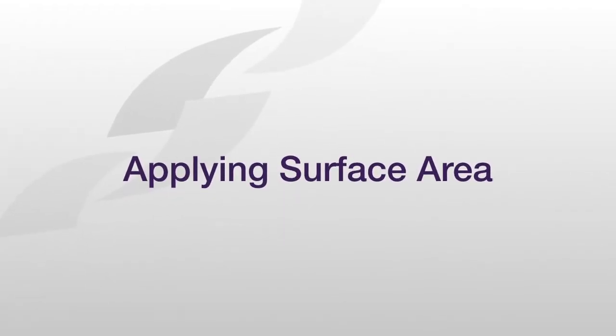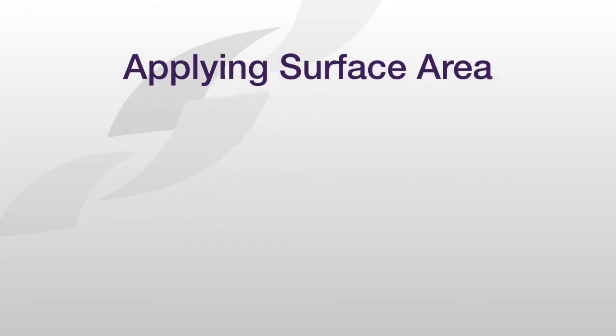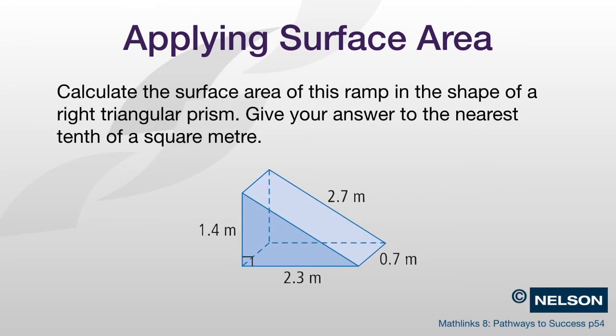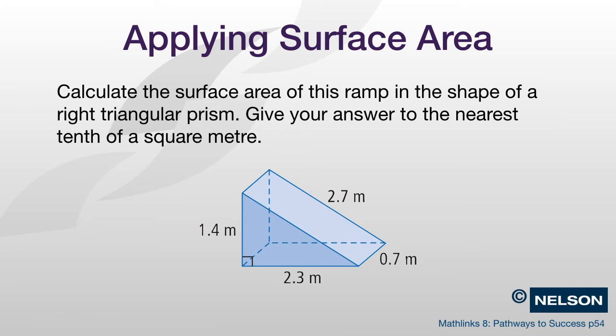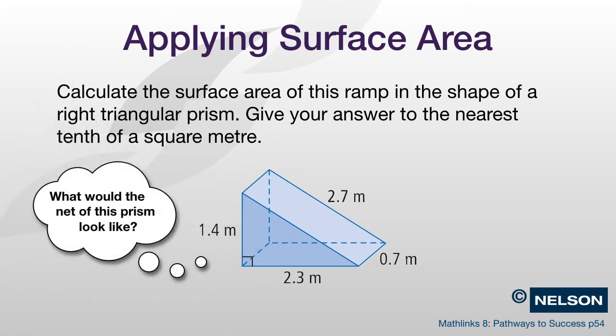Now let's apply all that we have learned to some sample questions from the textbook. Calculate the surface area of this ramp in the shape of a right triangular prism. Give your answer to the nearest tenth of a square meter. As we learned, to determine a surface area, it helps to sketch a net first. What would the net of this prism look like?